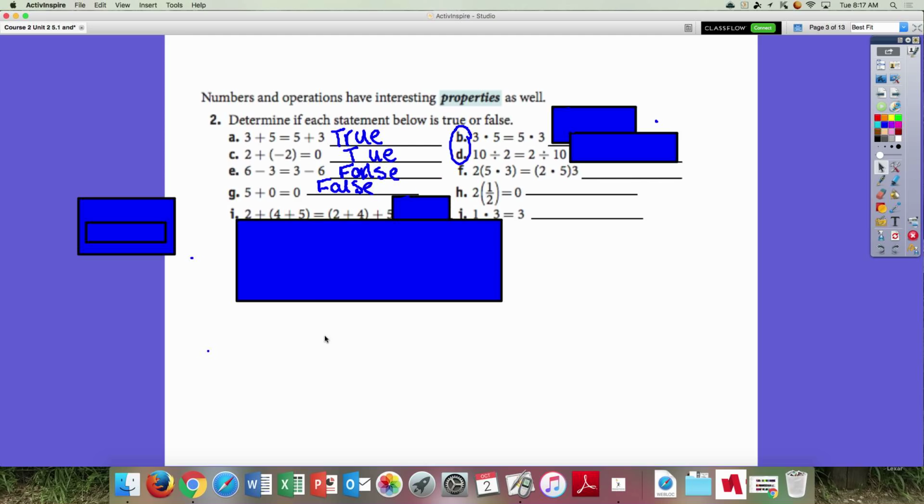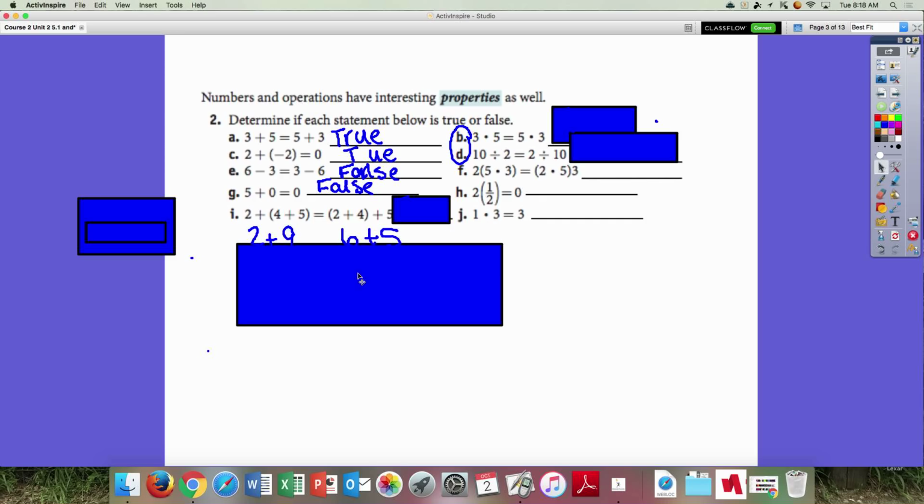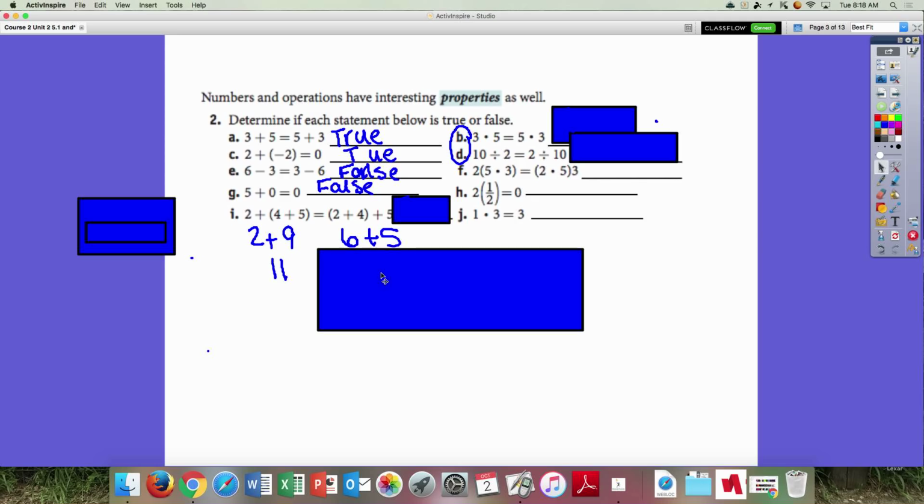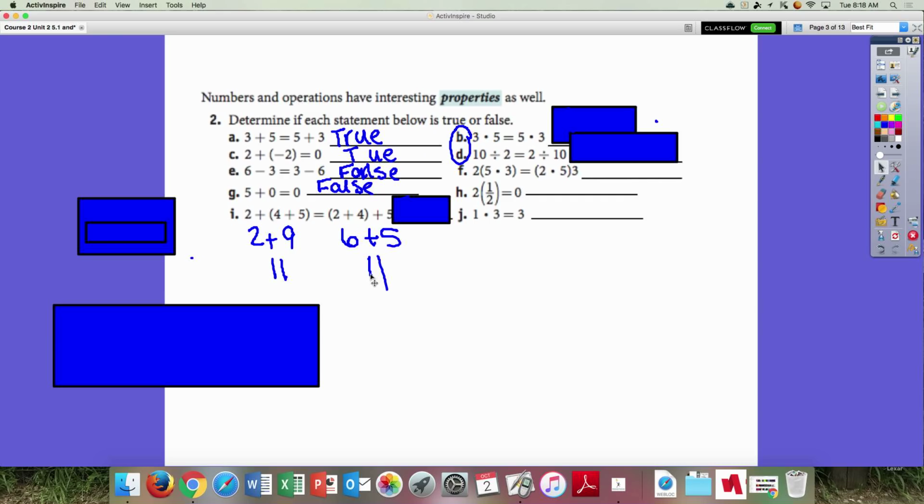Now, 2 plus 4 plus 5 equals 2 plus 4 plus 5. But those parentheses are moving. Okay? So let's make this easier. I'm going to add what's in the parentheses first, right? So 2 plus 4 is 6, and then plus 5. What's 2 plus 9? 11. What's 6 plus 5? 11. Does 11 equal 11? Yes, so that is true. Try and pause the video, do B and D, and then come back to me.